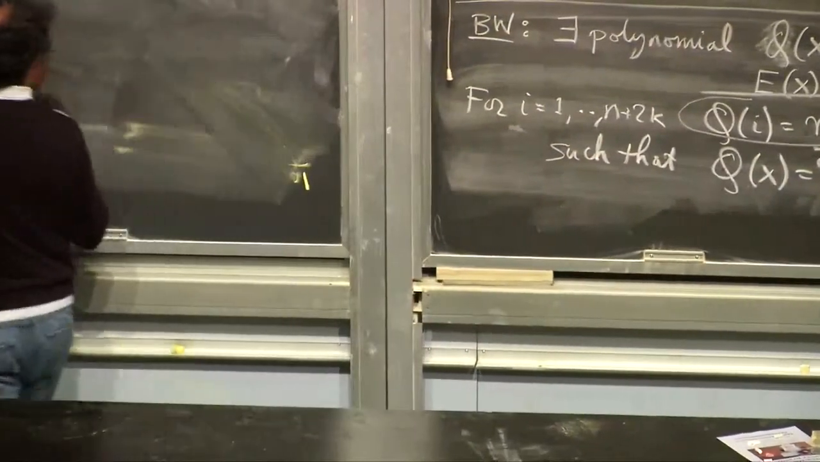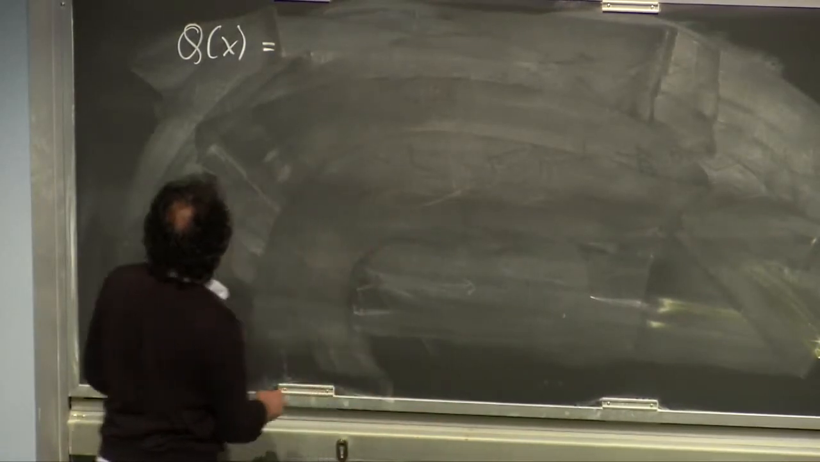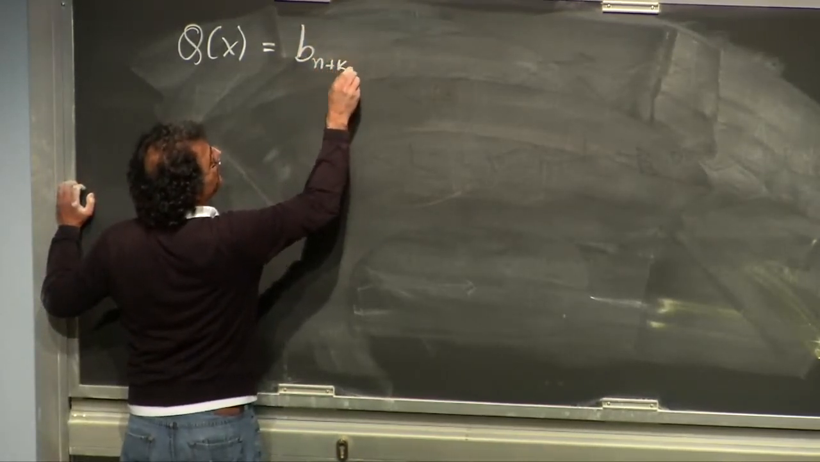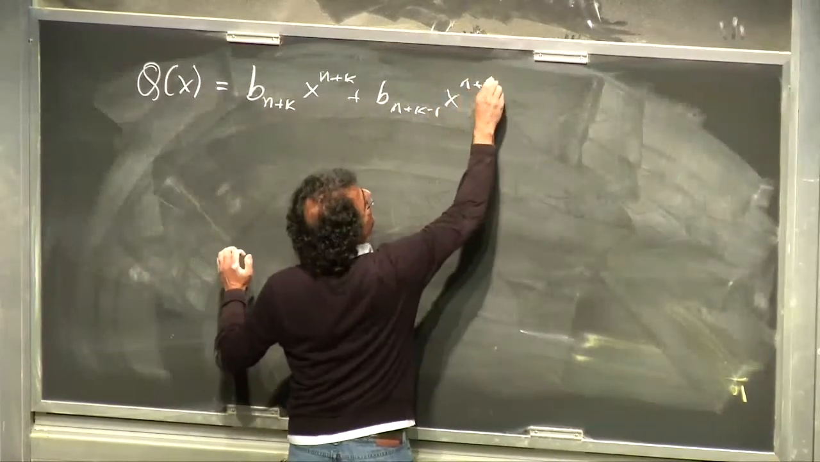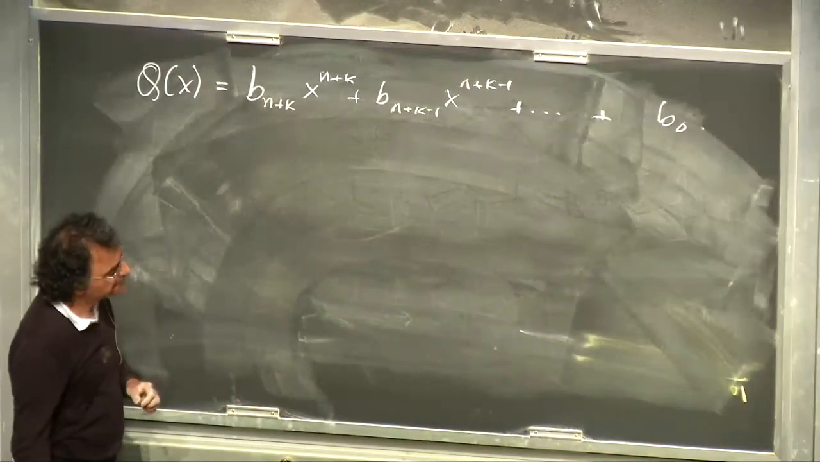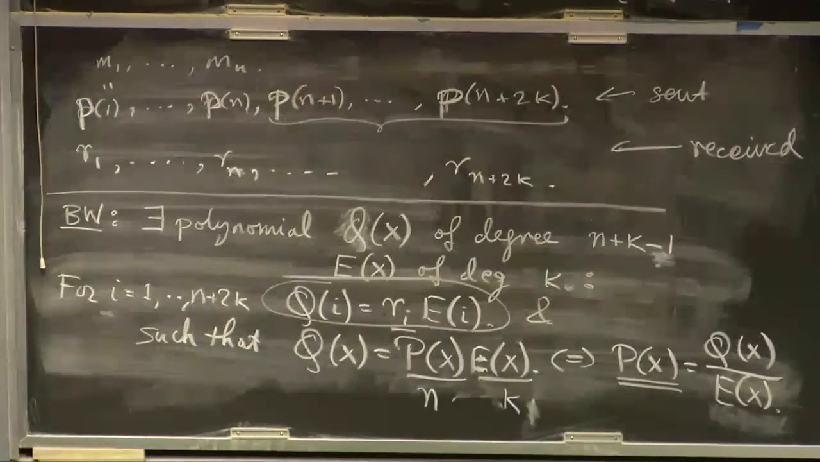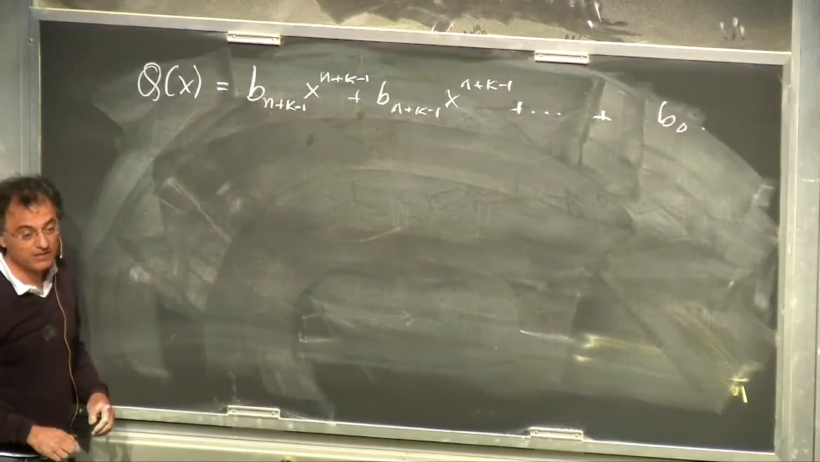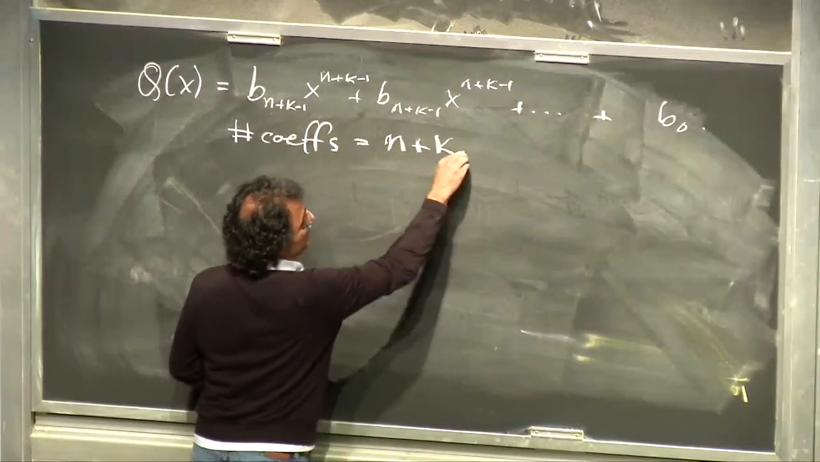So what we're claiming is that Q of x is a polynomial of degree n plus k. What is this polynomial of the form? It's of the form b sub n plus k minus 1 x to the n plus k minus 1 plus dot dot dot plus b naught. Sorry, it's of degree n plus k minus 1. So exactly how many coefficients does it have? It's b naught through b of n plus k minus 1, so the number of coefficients is n plus k.